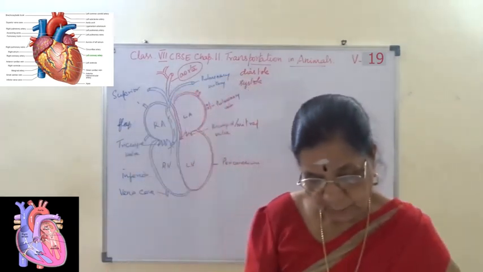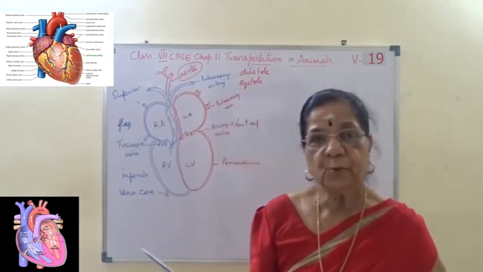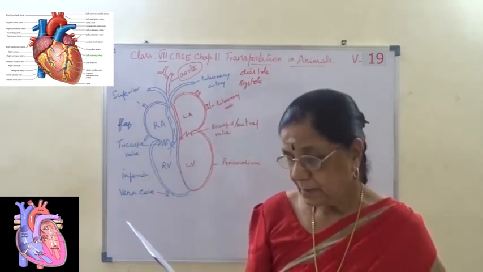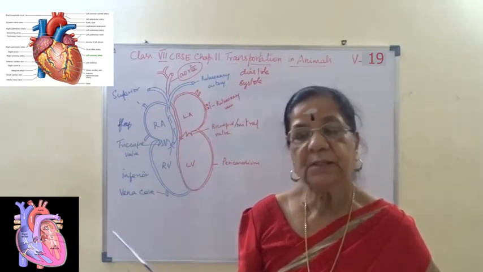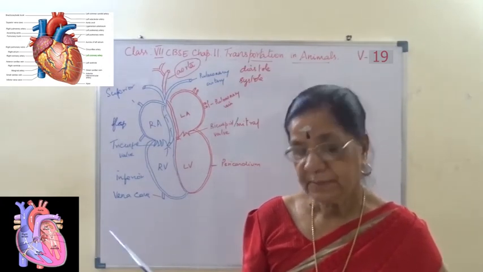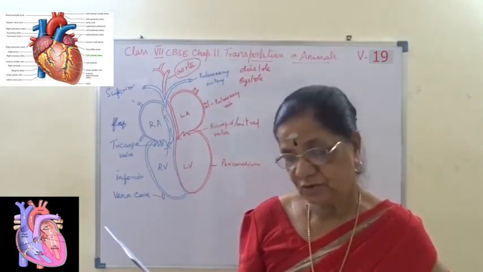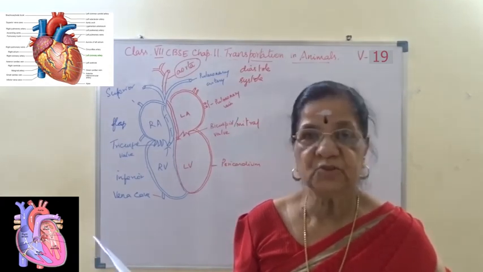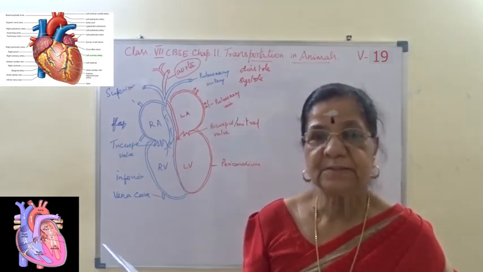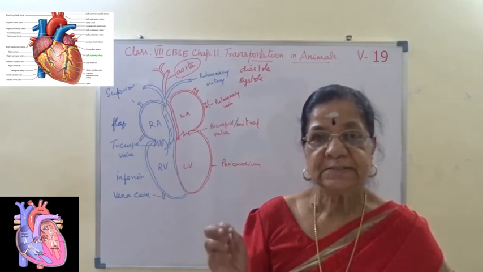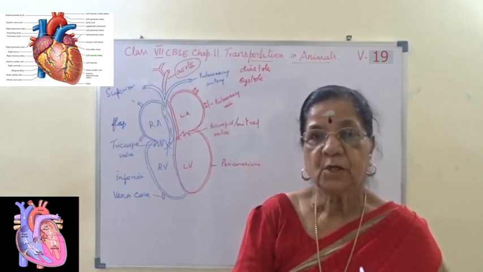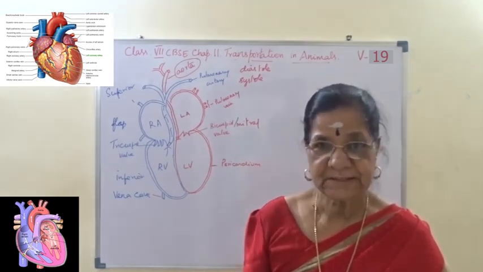So the throbbing movement due to blood flowing in the arteries is called pulse. The number of beats per minute is called pulse rate. A resting person usually has a pulse rate between 72 to 80 beats per minute. So 72 to 80 times per minute the pulse beat may occur. That is the normal pulse rate for a person.